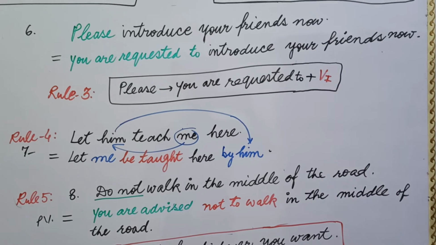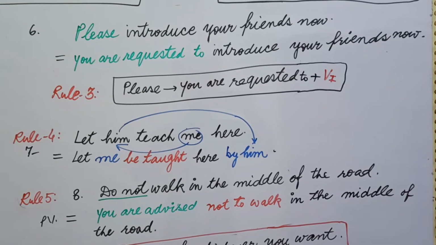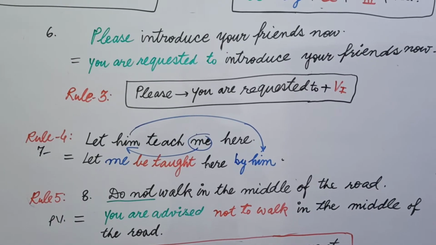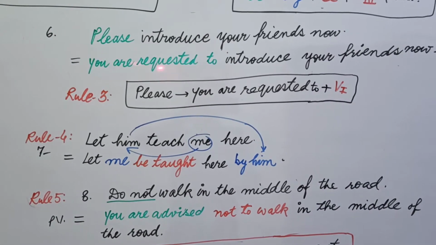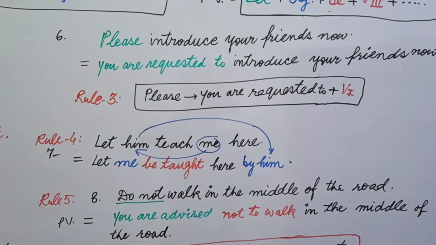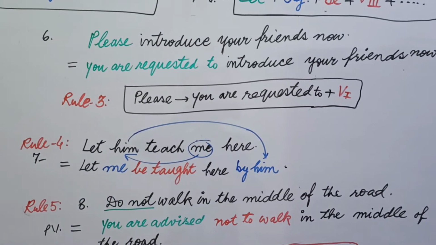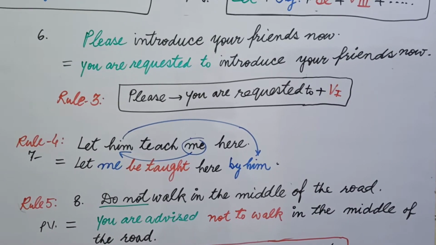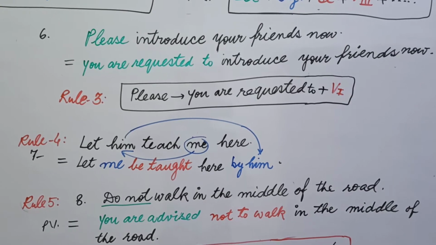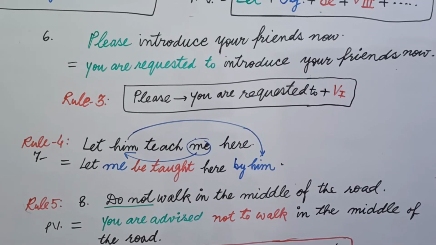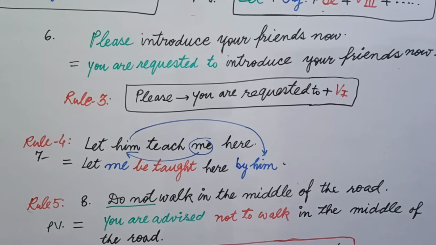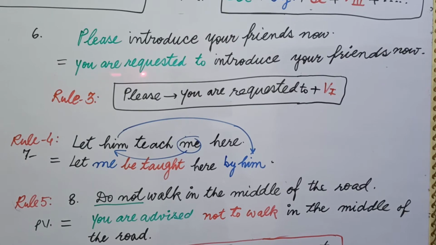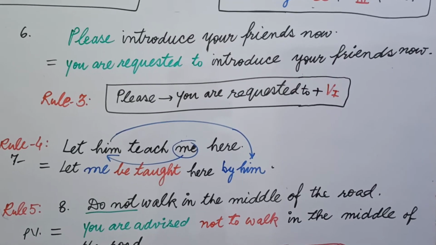Now a student sometimes gets confused and asks, sir, there is no third form. Introduce is a first form. Of course, introduce is a first form, but you are requested, are plus third form, is the ready-made part, and you have added it in place of please. That's why this is passive voice, and your answer is: you are requested to introduce your friends now. You just change the word please for you are requested to. I mean, in place of please you will write you are requested to, and you will copy the rest of the sentence, and this is your answer in passive voice.